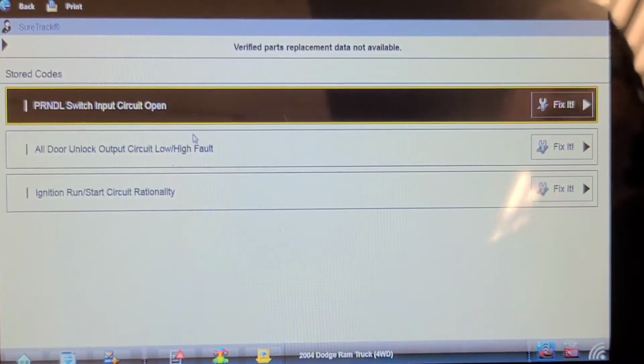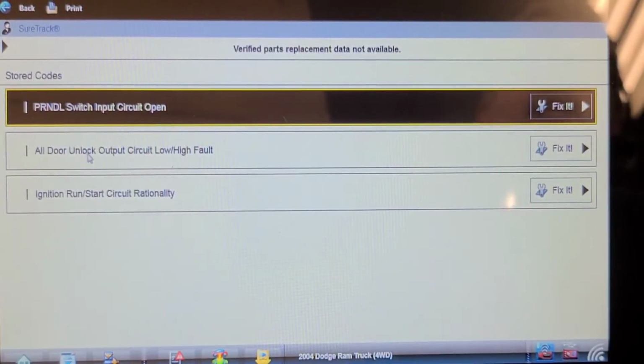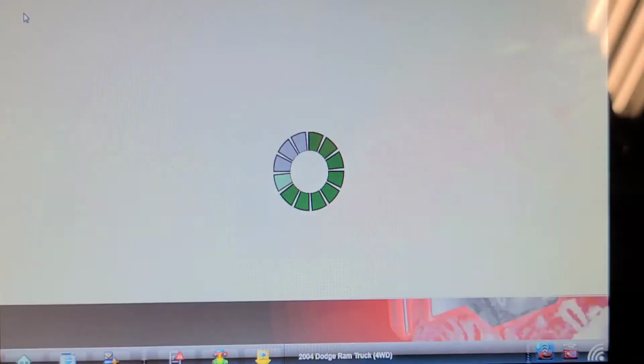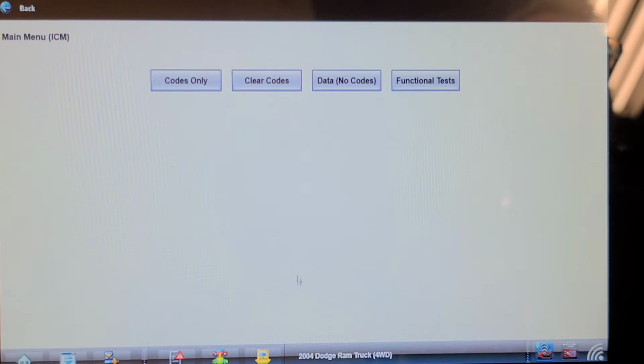Prundle switch, remember the gear shift indicator not indicating when it's in drive. These are in history right now. Ignition run, start, circuit rationality. I don't know if it's got an aftermarket car starter or not. But those were in history. Let's clear the codes. And let's have a look at the gear shift.